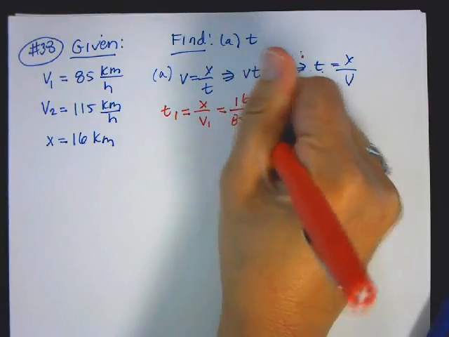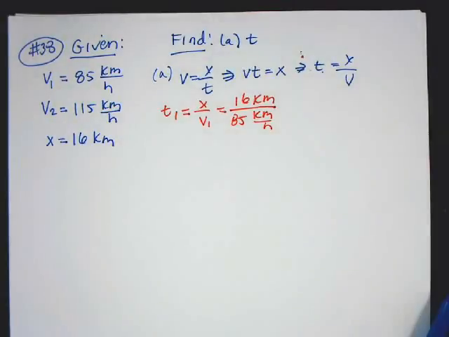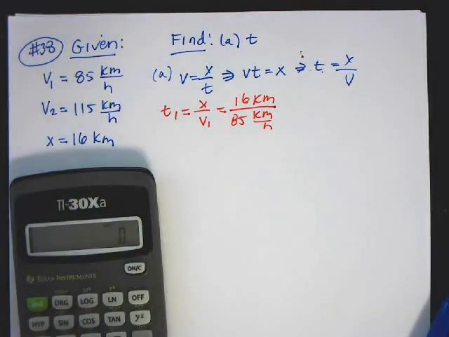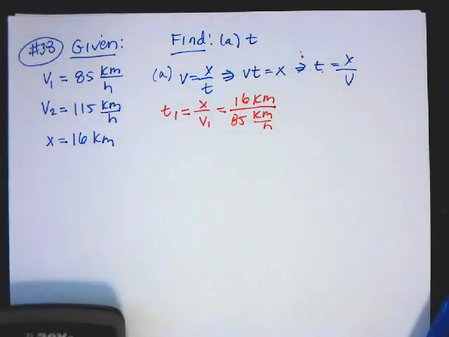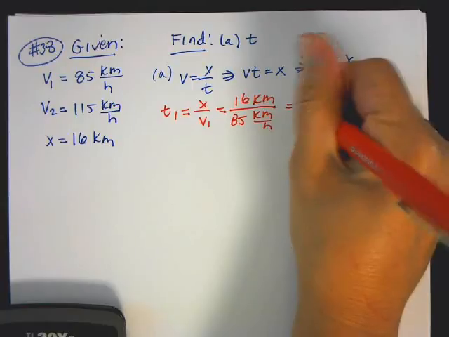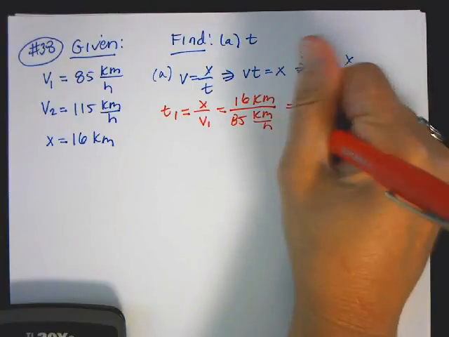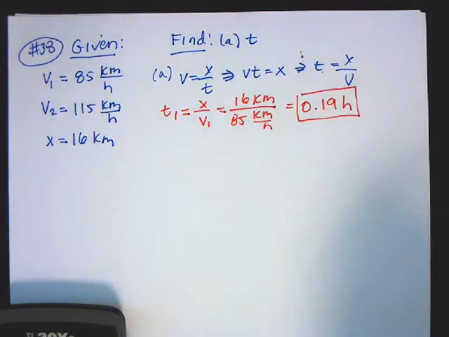So 16 divided by 85 comes out to be 0.188. So I'm going to say 0.19 hours. Now, physics is so great that I always have a foolproof way to check my work. And if I don't do that, then I'm the fool, because then I can make a mistake.